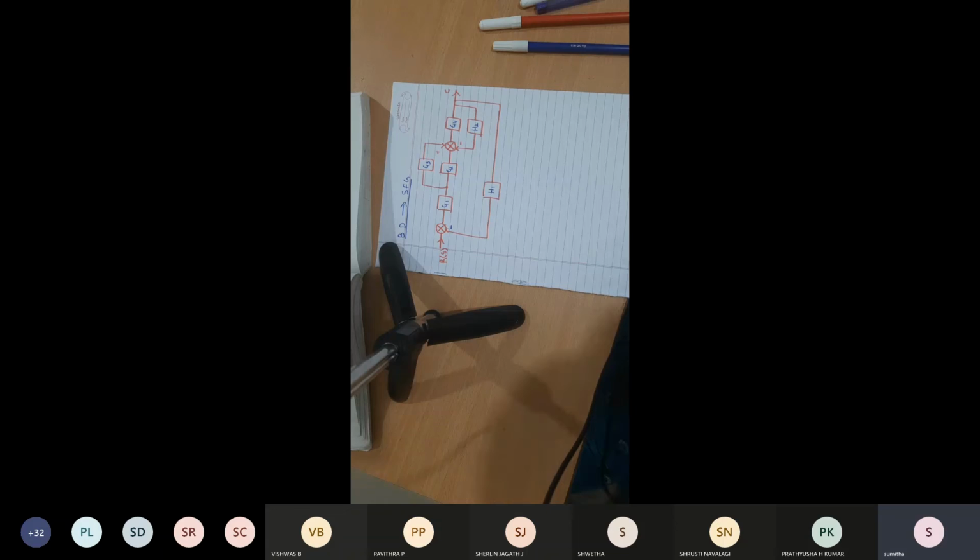You draw this block diagram, okay? Have you drawn it? Once you finish, just inform me, okay?